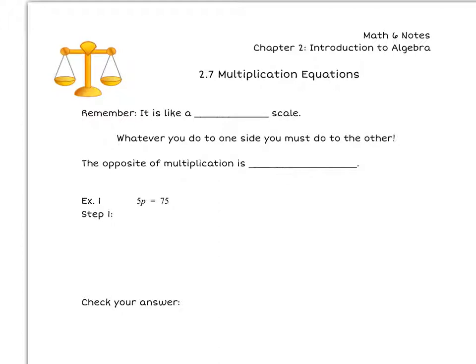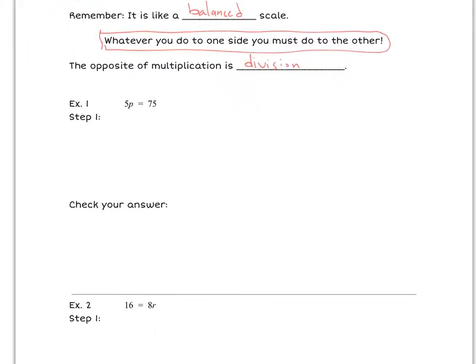So first sentence, remember, it's like a balanced scale. And I write this on every single one of the notes. Remember, whatever you do to one side, you must do to the other. The opposite of multiplication, we said, is division. I think I spelled it right. Yeah. So we are going to do the opposite of multiplication on all of these problems for our notes here.